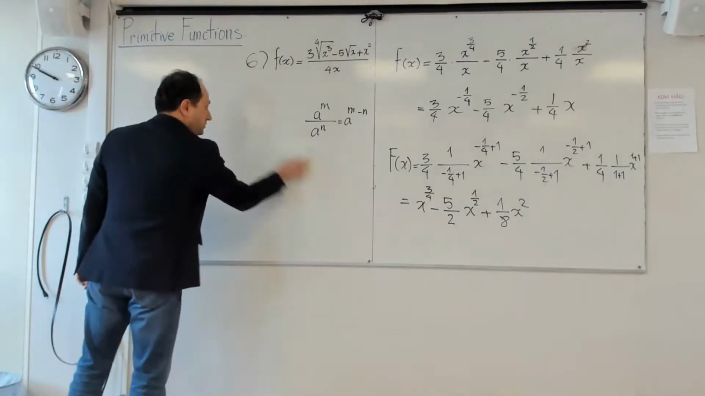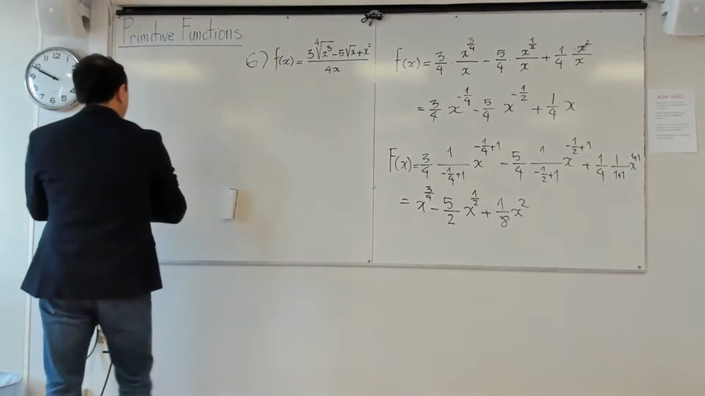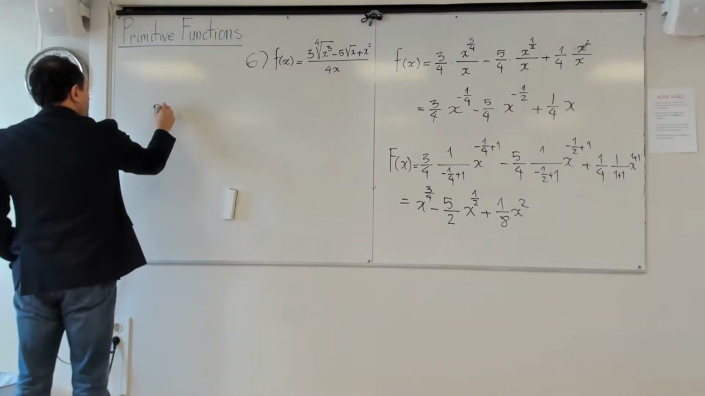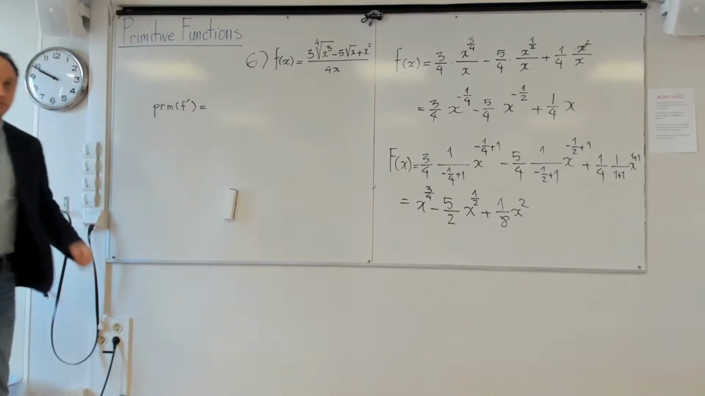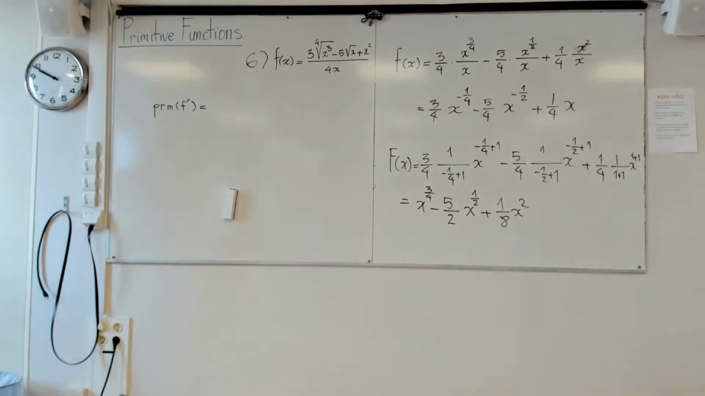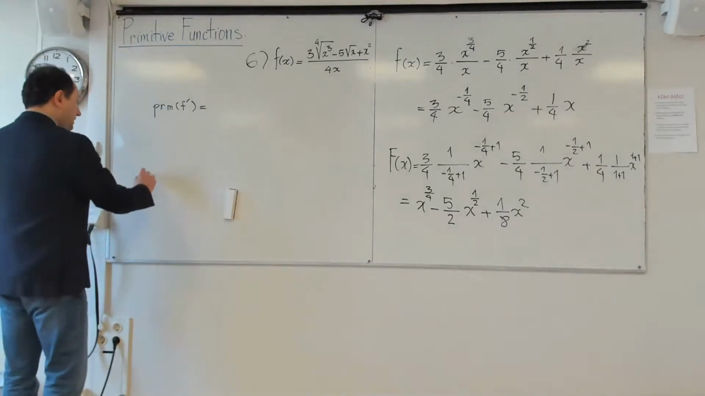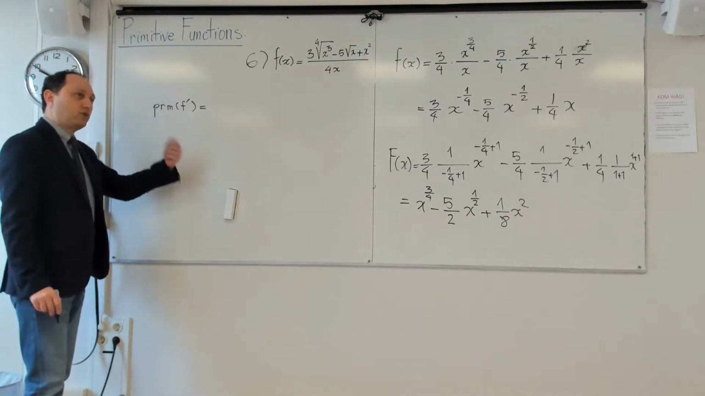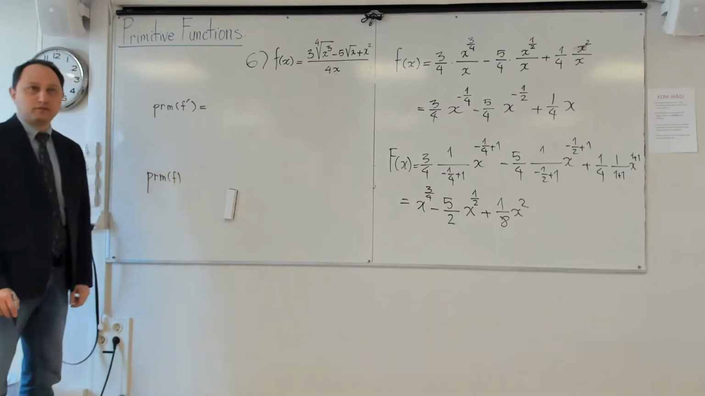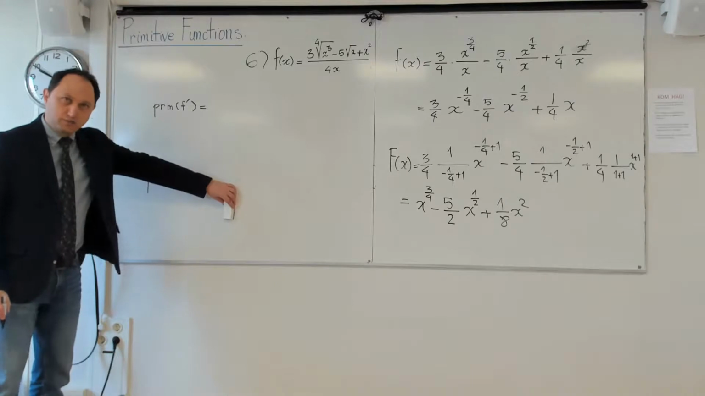But let me just tell you something. You help me to write something like that. Primitive function of f prime. What do you write in front? What is the meaning of primitive? Mathematics is like that. You need to refer to the rules. When I ask you, tell me primitive function of f, what do you need to write for me? You need to write a function whose derivative is f. Is that correct? That's the meaning of primitive function.